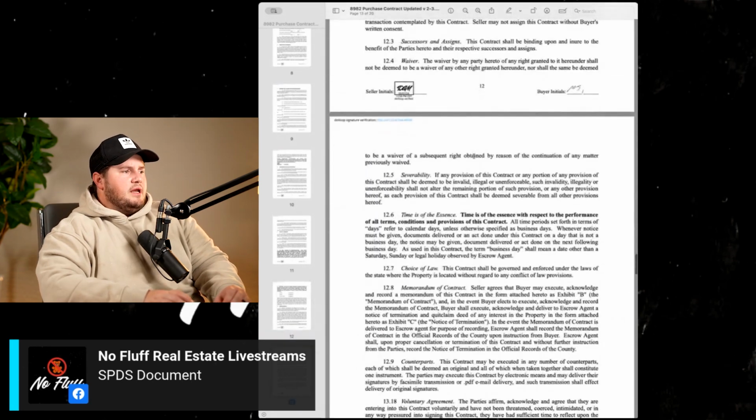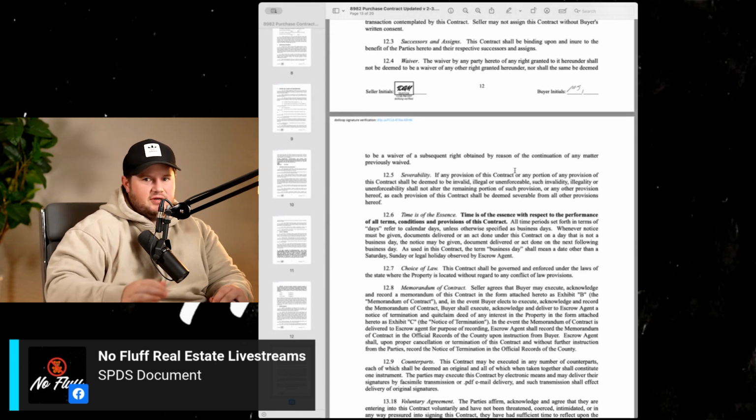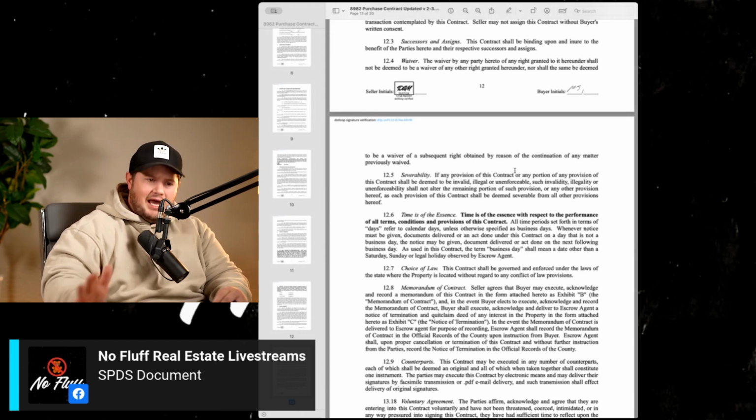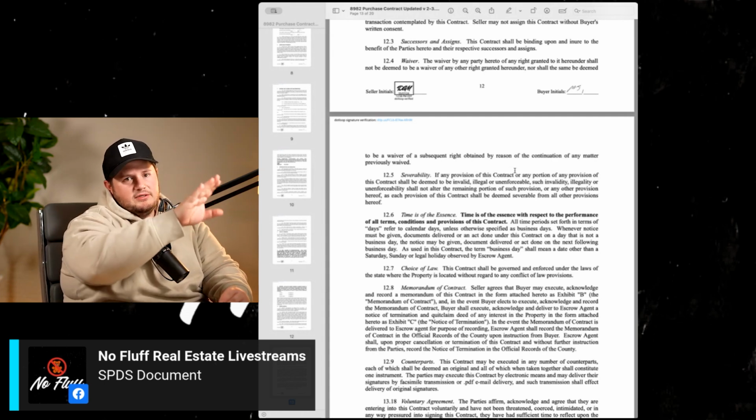Okay. Severability. So if any provision of this contract is unenforceable, right, or invalid, it can be severed from the contract individually, just like in the cash contract. If there's something weird in here that just can't be enforced, that individual thing can be severed and not be a part of this agreement, but everything else will survive.